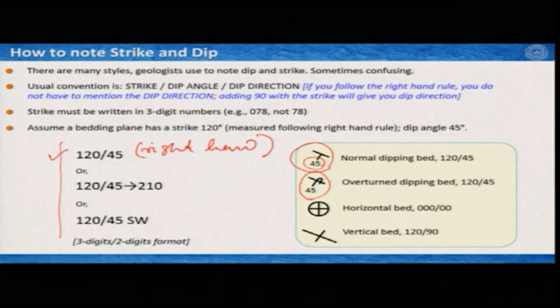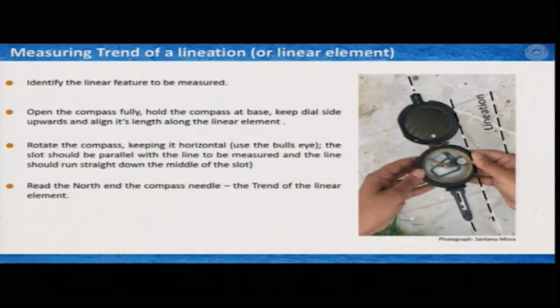If the bed is horizontal, then the symbol is like this, and if the bed is vertical, then it is given like this, where the strike is given with a longer line. So, the plunge you also measure in a similar way.